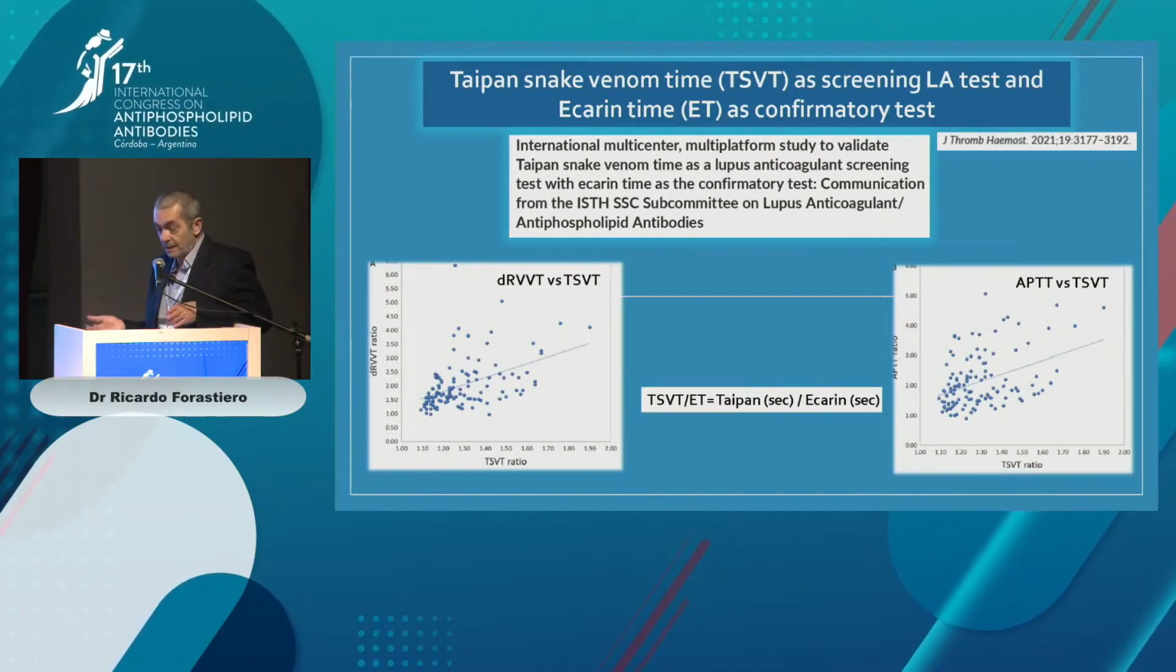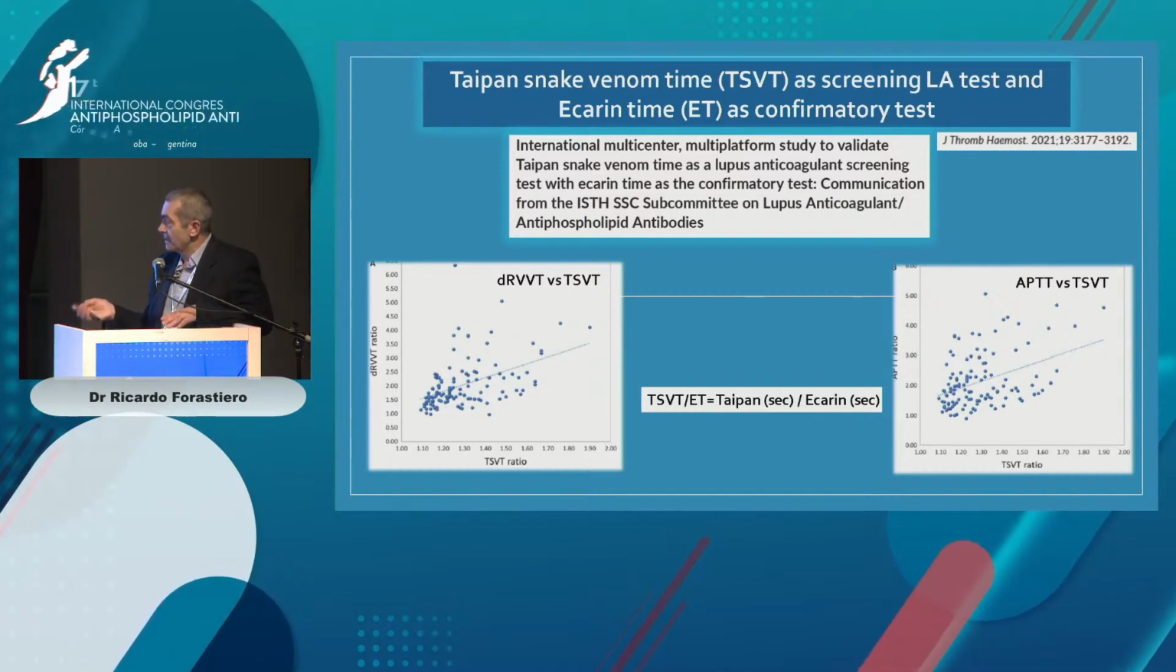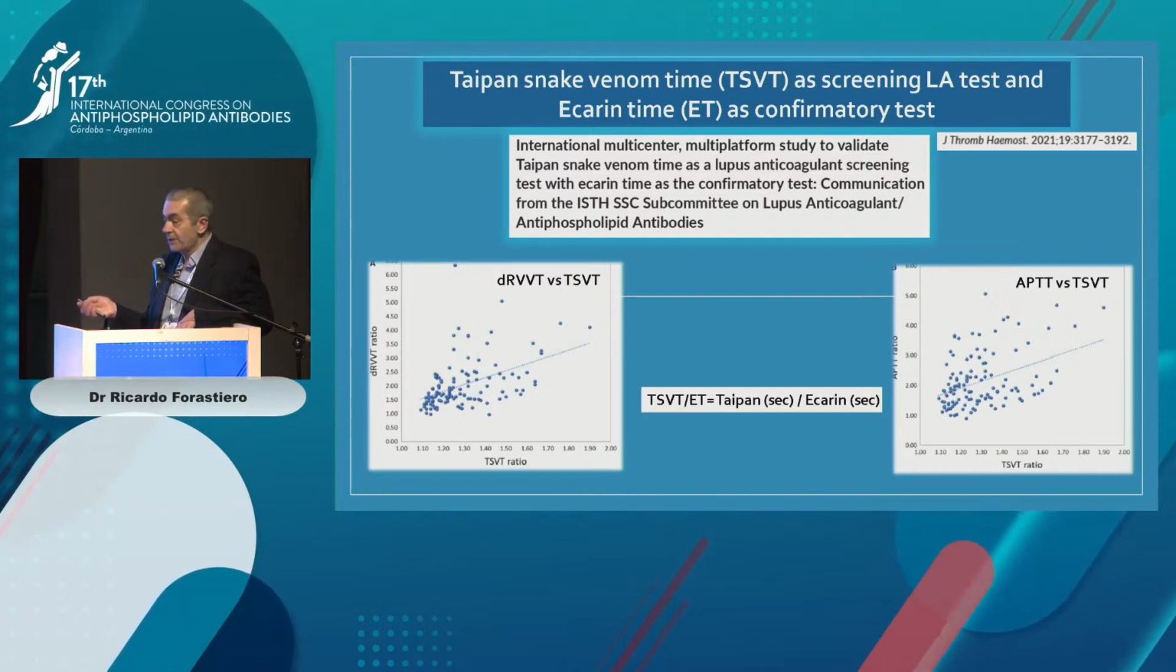This new test, the Taipan snake venom time as a screening and the ecarin time as a confirmatory test, has been recently validated and evaluated in an international multicenter study. This was explained in detail early this morning in a session. The results of this test are expressed as a ratio, Taipan/ecarin, and you can see here, only as a summary, how these new assays show a good correlation with the classical LA tests, dRVVT and APTT.